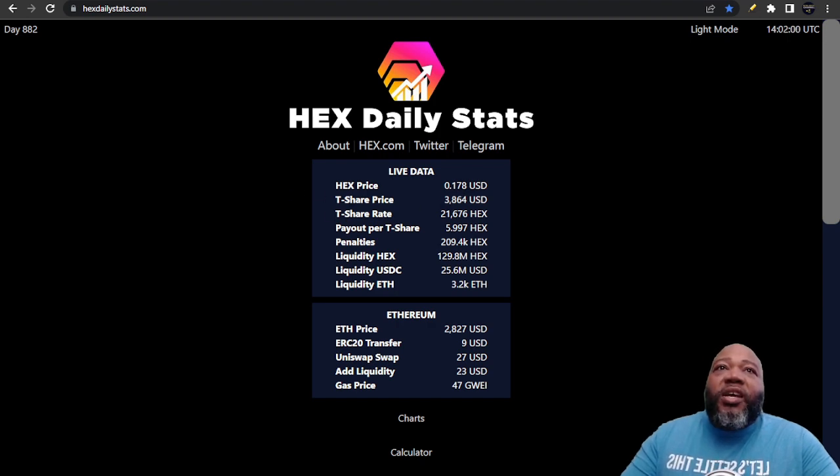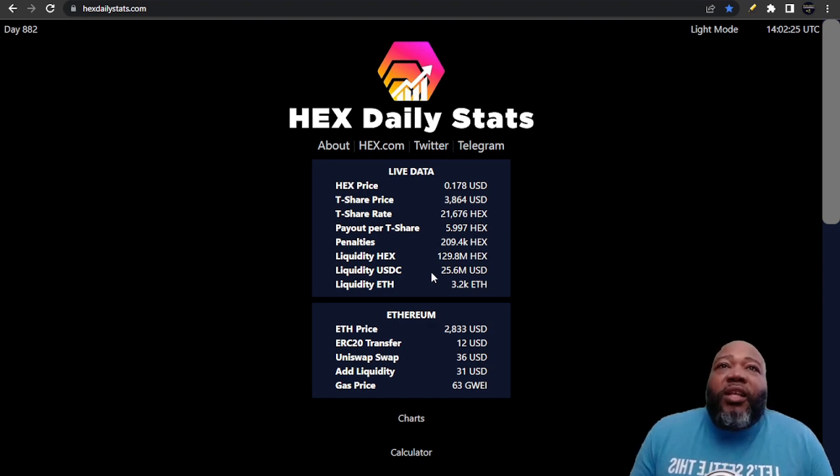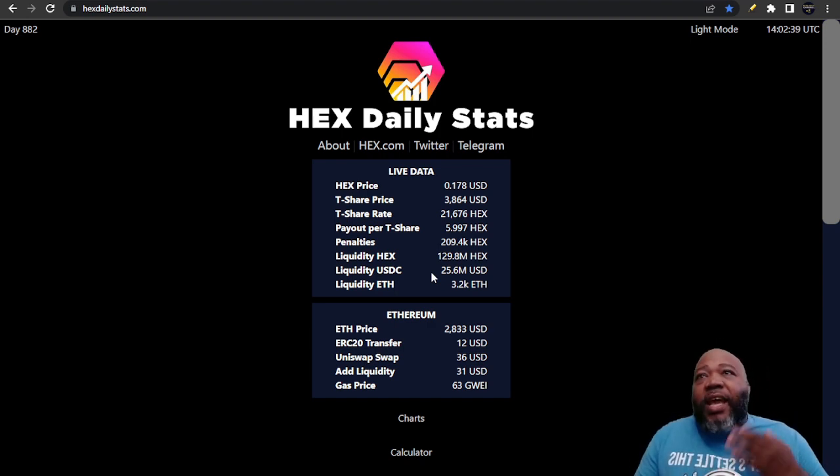The T-share price is 3,864 USD. The T-share rate is 21,676 HEX. The payout per T-share is 5.997. The penalties are 209,400. Liquidity for HEX is currently sitting at 129.8 million HEX. The liquidity USDC is currently sitting at 25.6 million USD. Liquidity ETH is 3,320 ETH basically.